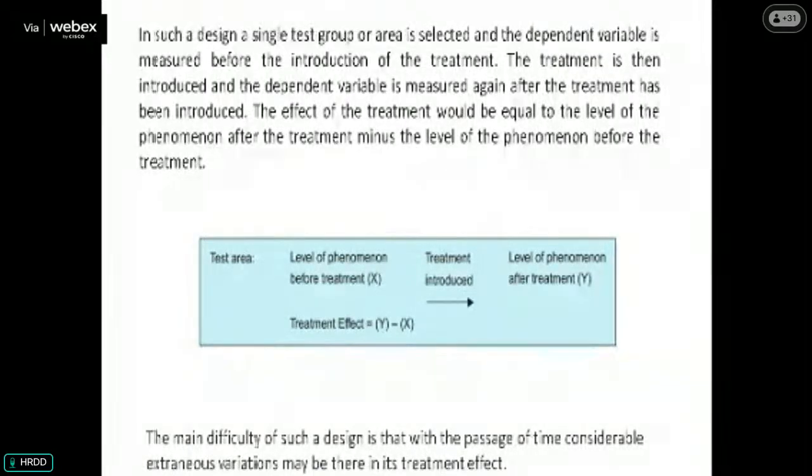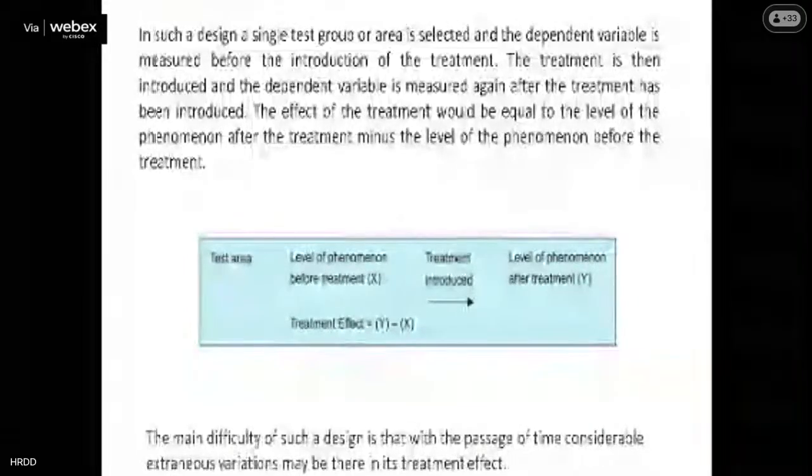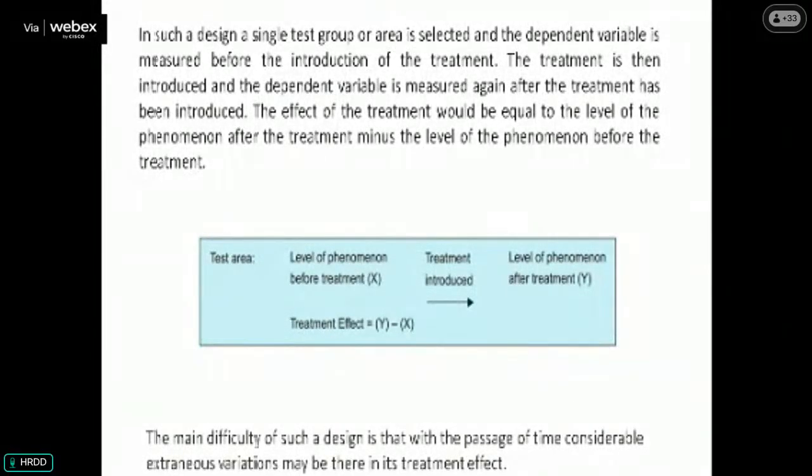In such a design, a single test group or area is selected, and the dependent variable is measured before the introduction of the treatment. The treatment is then introduced, and the dependent variable is measured again after the treatment has been introduced. So before the treatment you measure, and after the treatment you measure, but there is a single experimental unit. The effect of the treatment would be equal to the level of phenomena after the treatment minus the level of phenomena before the treatment.